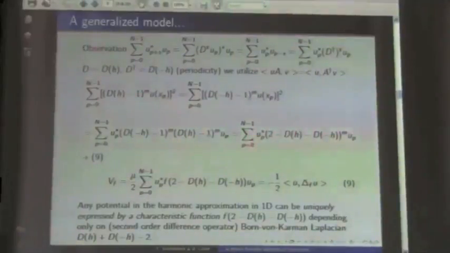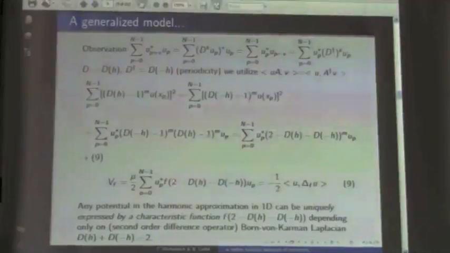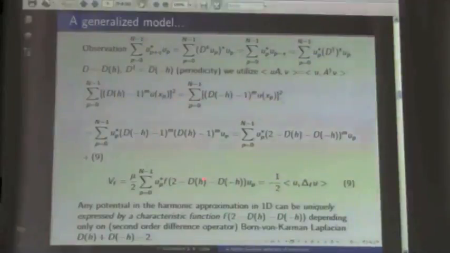But we have here any orders of m, and so you can now sum up and use the definition of the characteristic function. Then you see the harmonic potential before can be written in terms of the characteristic function, where the argument lambda is now replaced by the second order difference.